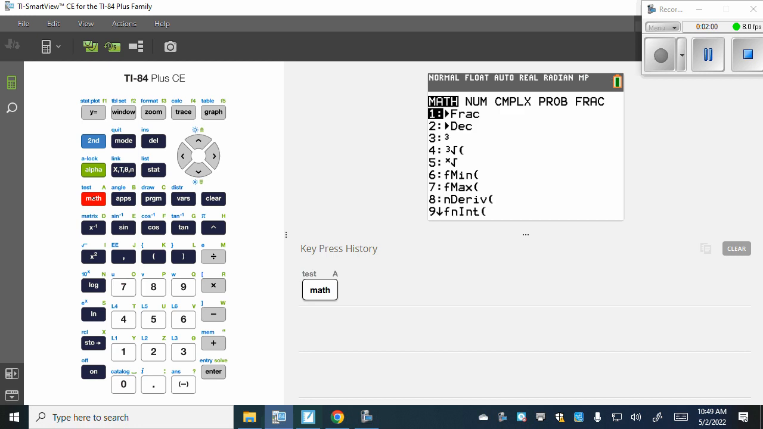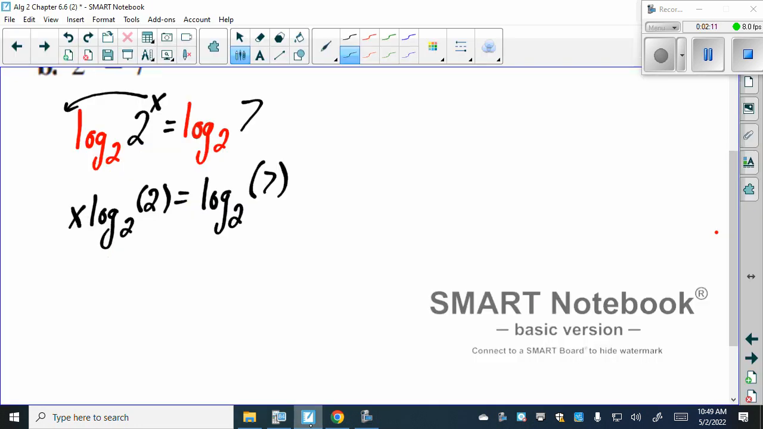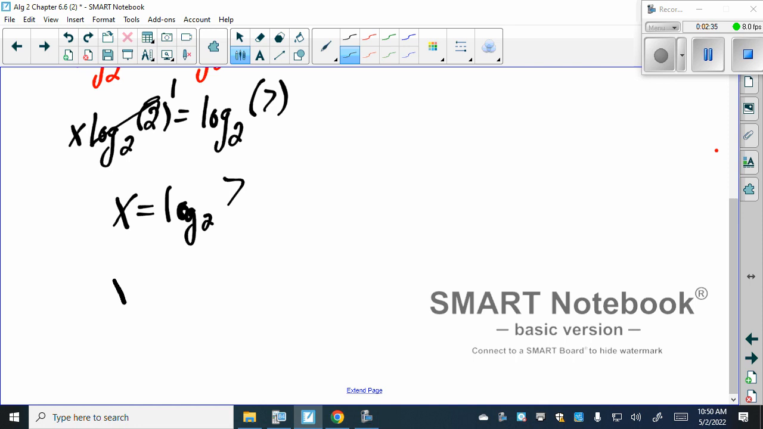Now, if we looked at this here, we'll go back to that screen in a minute. But if I type in log base 2 of 2, we get 1. So what that means for us here is that this is going to simplify to 1. And 1 times x is just x. Now on the other side, we still have log base 2 of 7. So the last thing we need to do is just calculate what log base 2 of 7 is.